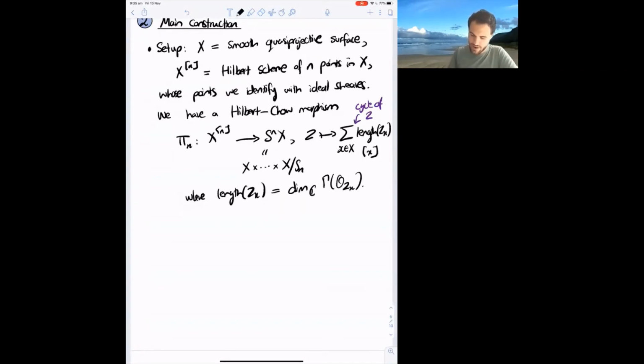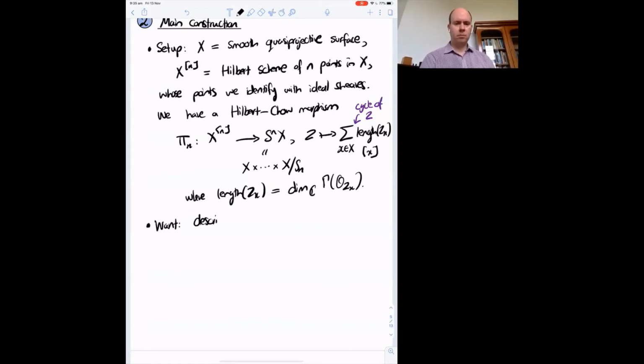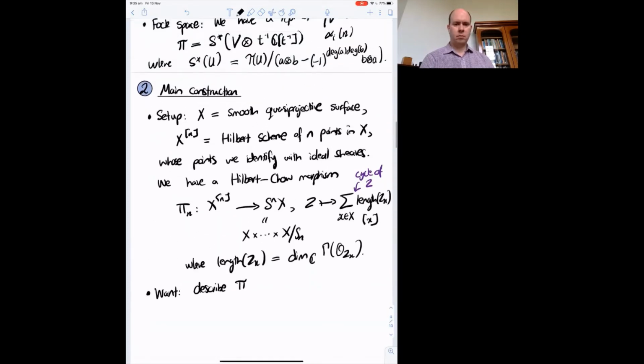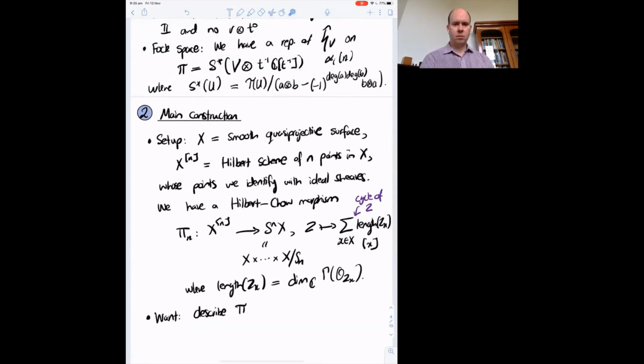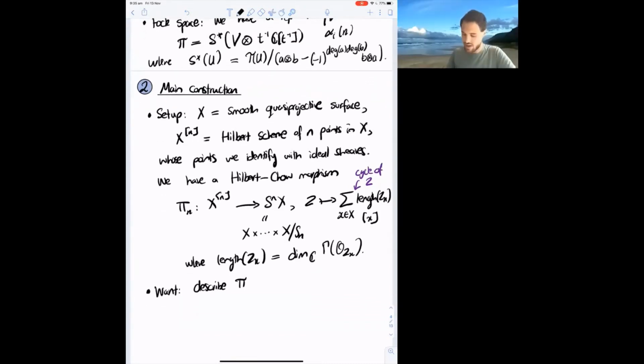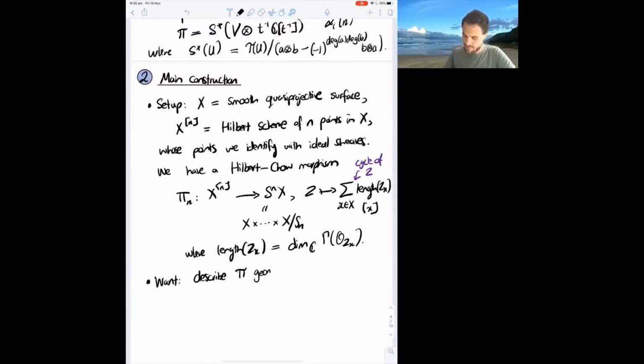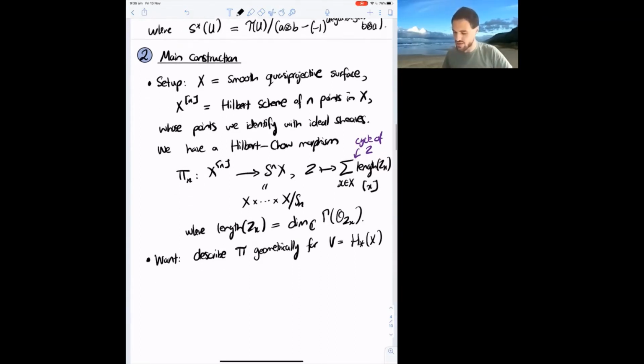So what is our V going to be? We want to describe, I don't know actually if I said this above, but this is an irreducible representation. So that's why we're interested in it. So we want to describe this pi geometrically in the case that our V is the following. So I guess I should really, to make it a vector space, be tensoring up to C or something, but we'll assume that this is over C.